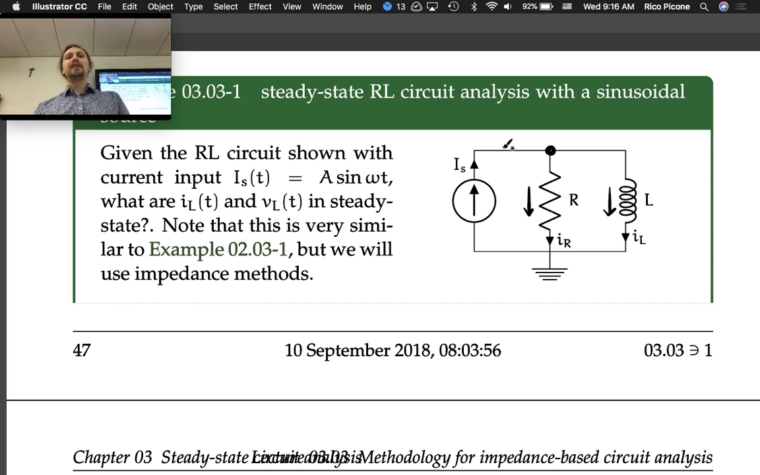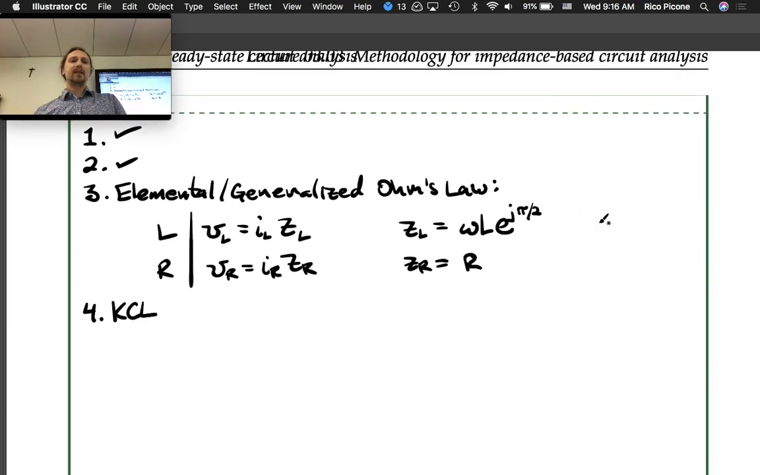We have the IS, so all the current going in is equal to all the current leaving, right? So IS equals IR plus IL. That would be one way to write it. So IS, everything going in, equals IR plus IL.